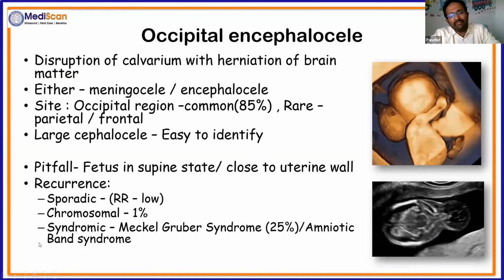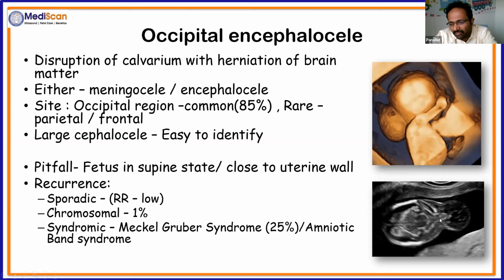So when we evaluate the calvarium of the baby, we also assess for the other problem called an encephalocele. We saw that a complete absence of the calvarium is an anencephaly. When a portion of the calvarial vault is not developed and there is brain tissue herniating through it, then we call it an encephalocele, or if there is only meninges coming out of it, we can call it a meningocele.